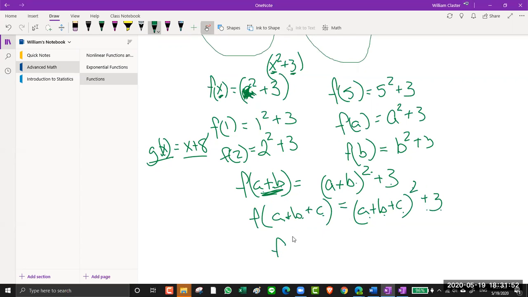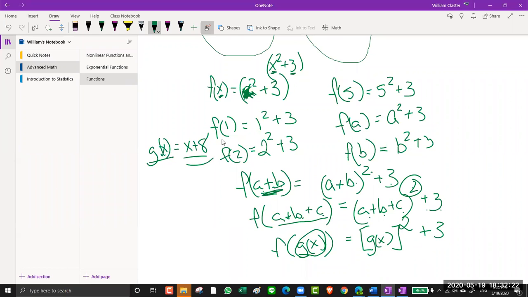So what about if we say, what's this? So not a plus b plus c, but g. So what's the answer? f of g of x is g of x squared plus 3. So again, whatever we put into f, we're supposed to square it. So I should square this and then add 3. But what is g? I can just replace g by this if I want. So I get x plus 8 squared plus 3.